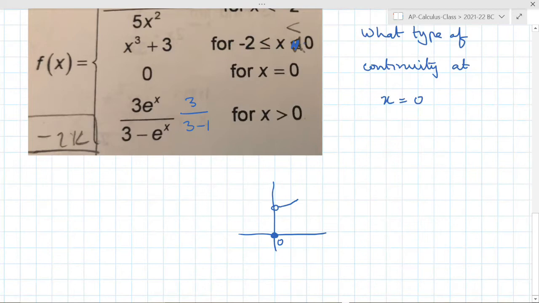And what happens if you plug in 0 here? 0 plus 3, it is coming to 3 from the left. So it's coming like this. So that's the situation that's happening at x equals 0 and in its neighborhood. So what do you notice here? Is it continuous or discontinuous?